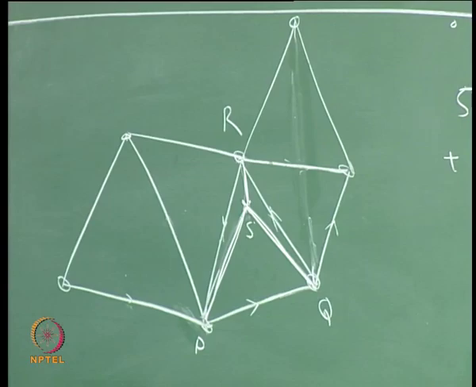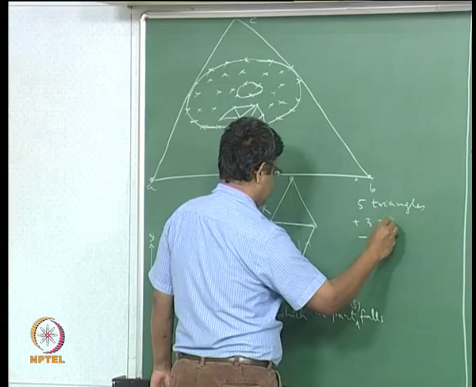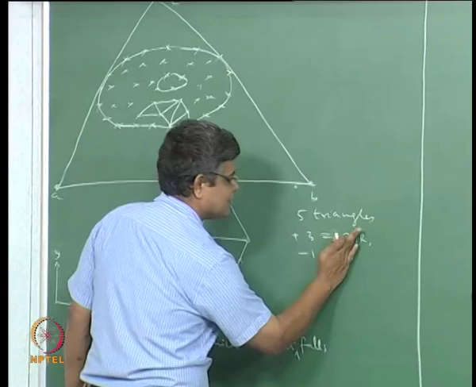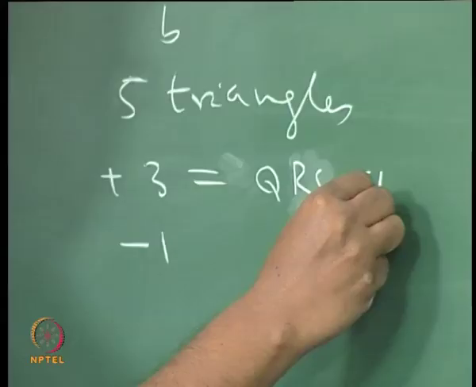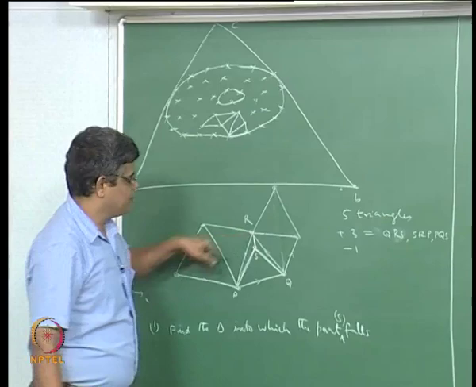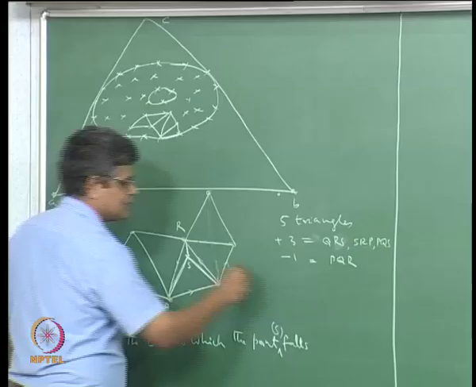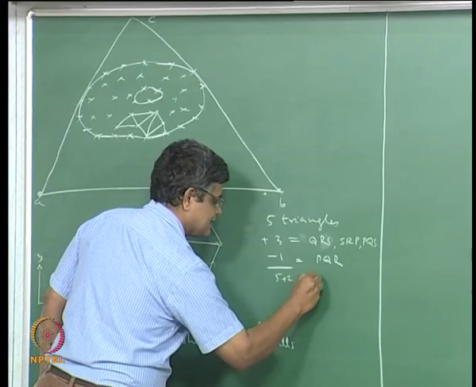So we subtract the original triangle into which point S has fallen. That is, we add three new triangles, which are QSR. Okay, let's maintain some semblance of counterclockwise direction, and then SRP, and then PQS, and we subtract out the PQR triangle. Therefore, at the end of this insertion, we have 5 plus 2, that is 7 triangles.